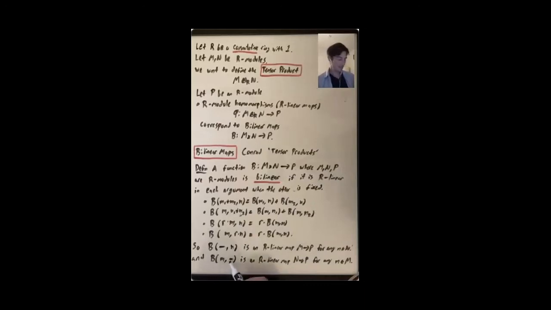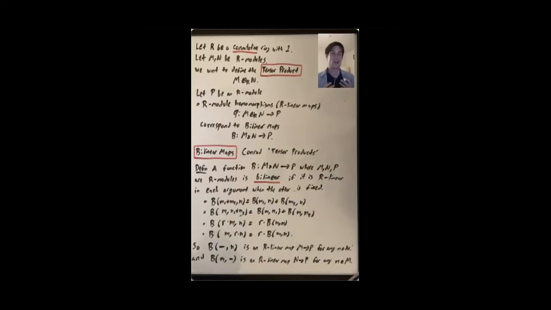And same thing, if you fix little m, and then you let the thing in the second argument vary, b of m comma something gives an R linear map, or an R module homomorphism, from N to this R module P, for any m in your first R module. All right, so these maps have a lot of structure.